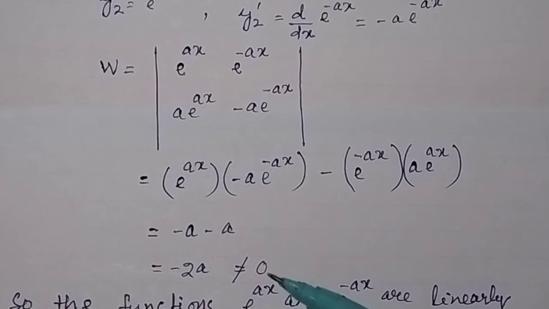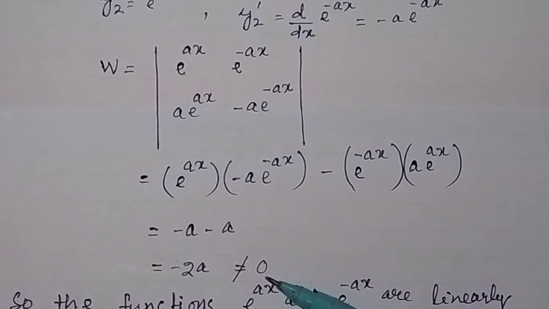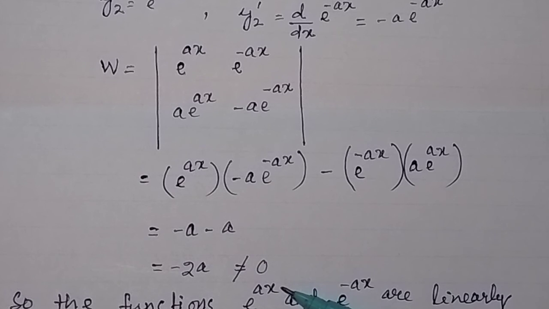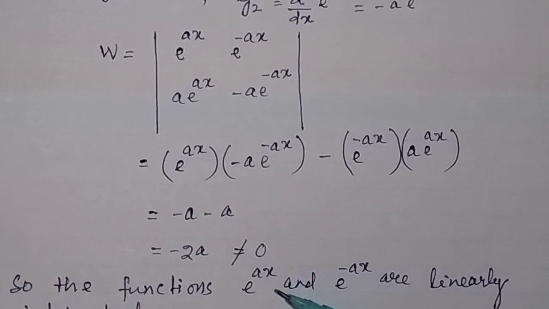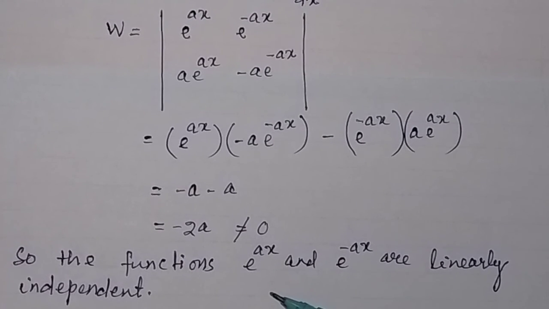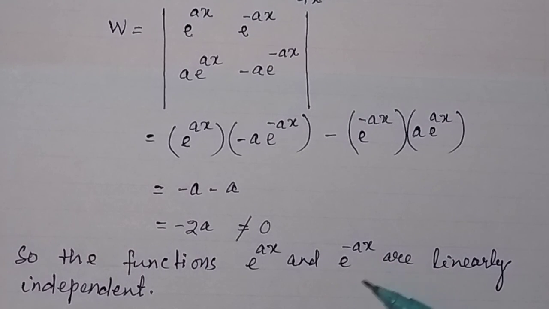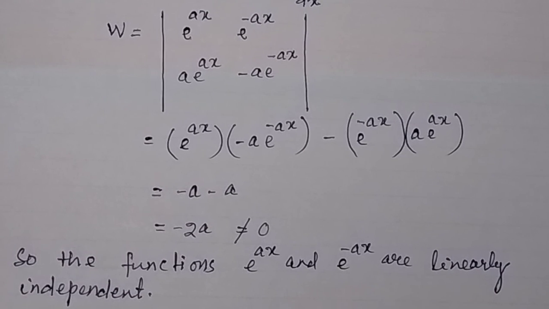So this shows that the Wronskian is not equal to 0, and if the Wronskian is not equal to 0, then the solutions are linearly independent. So the functions or solutions e to the power ax and e to the power minus ax are linearly independent.